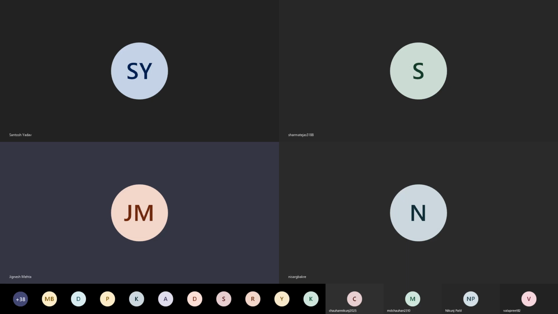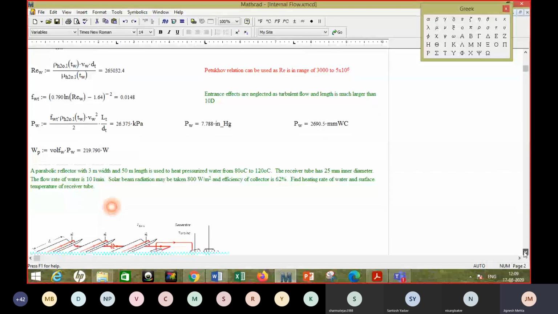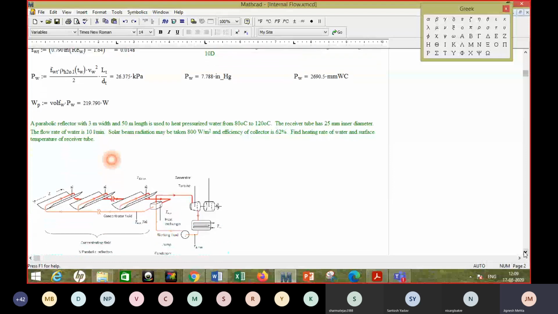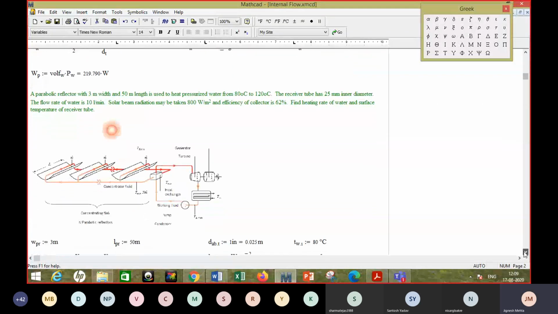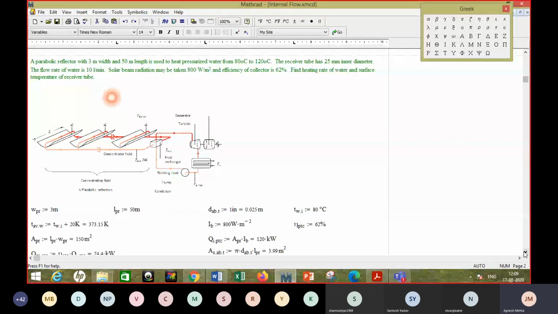We are talking about a fluid flowing through a parabolic trough type of collector. A parabolic reflector with 3-meter width and 50-meter length is to be used. In this case, it is shown for pressurized water, right?